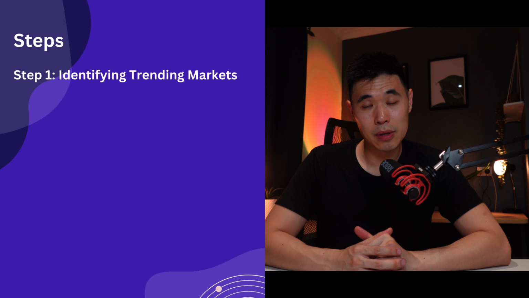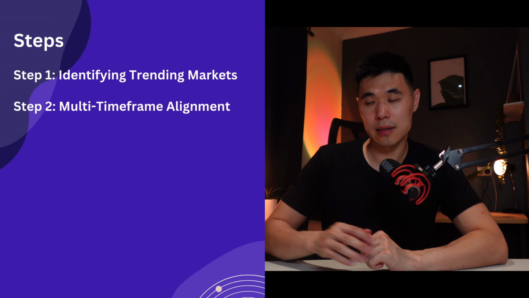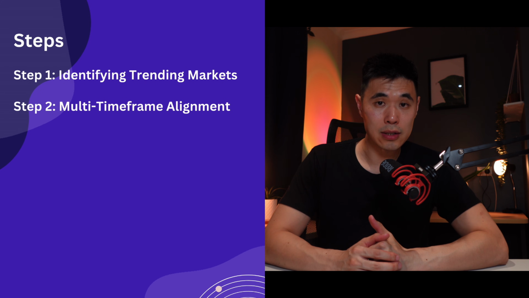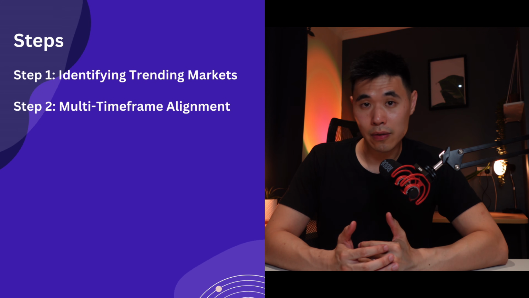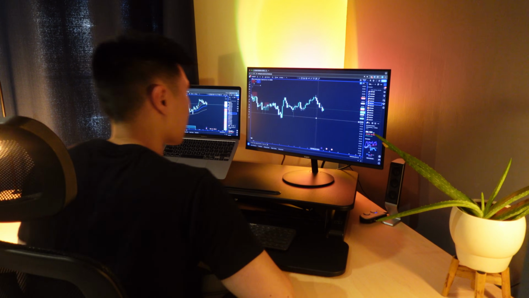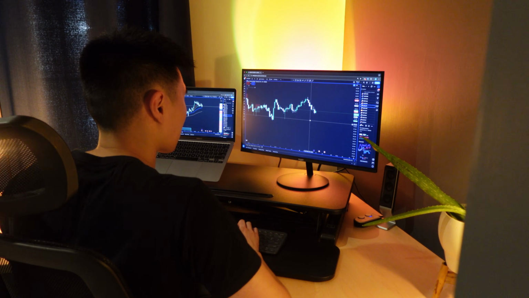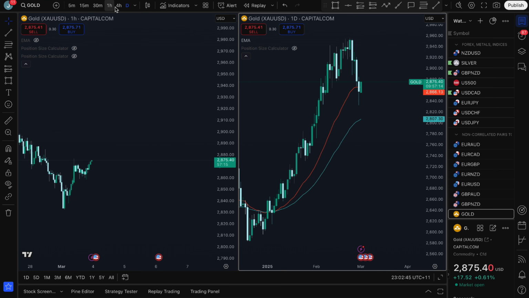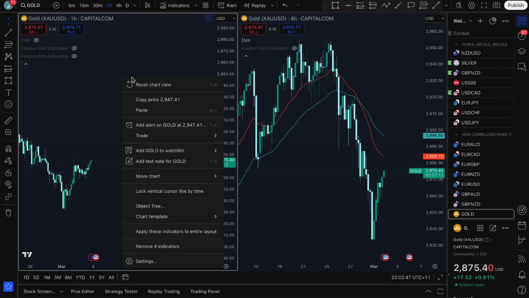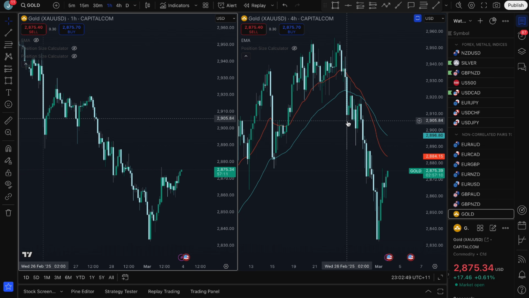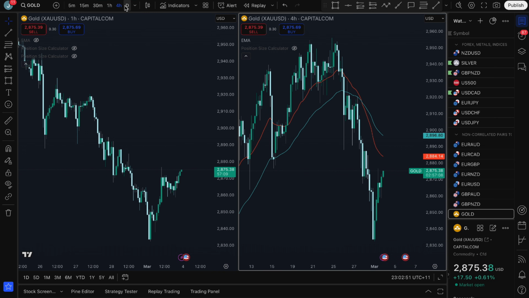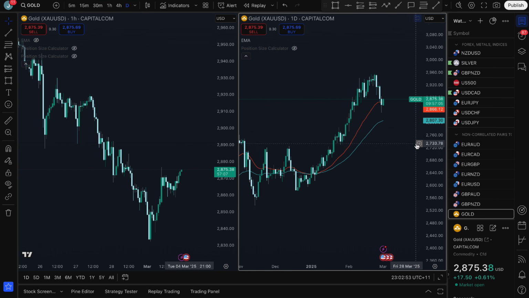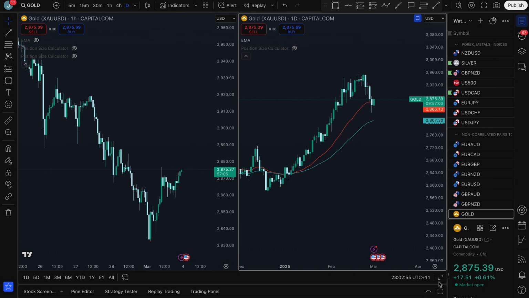So the next step is multi-time frame alignment. So now that I've found some potential pairs to trade, I will try to narrow this down even further. I don't just jump into any trade, I want to find those A+ setups. So to do this, I use multi-time frame analysis, making sure that the higher time frames align with the lower time frames. I usually zoom out to the daily or the 4 hour to understand the bigger picture of what's happening in the market. I want to try to understand what's the story here.